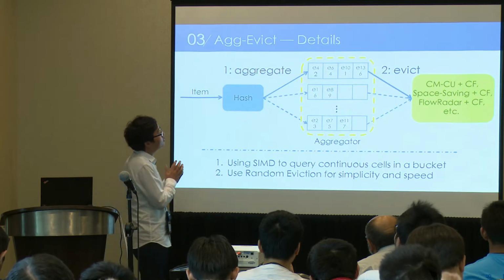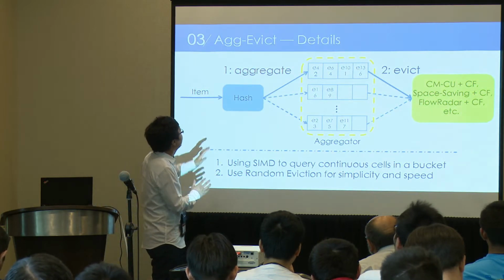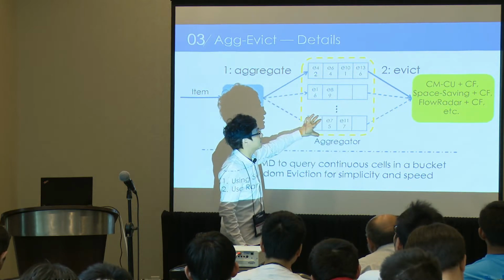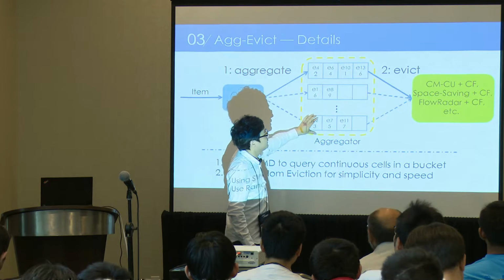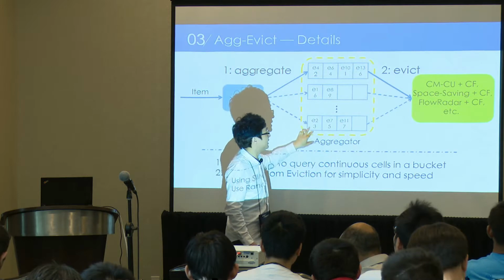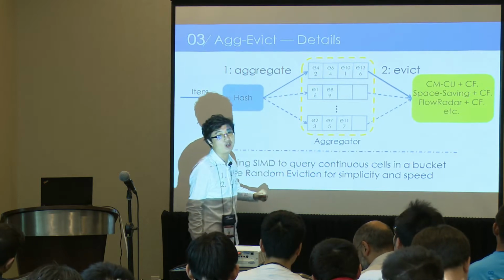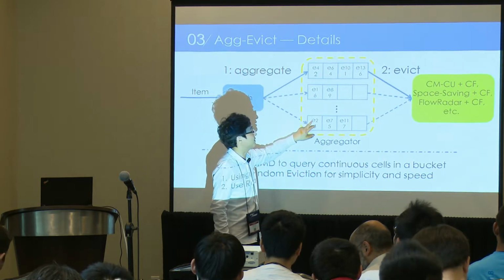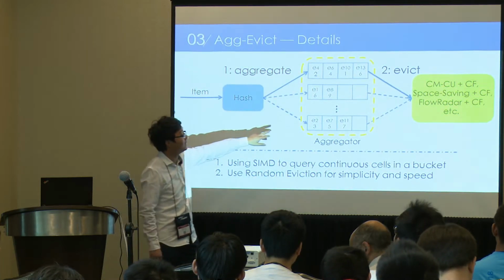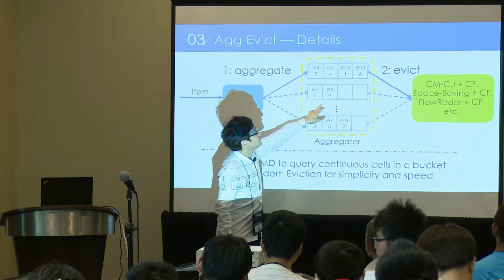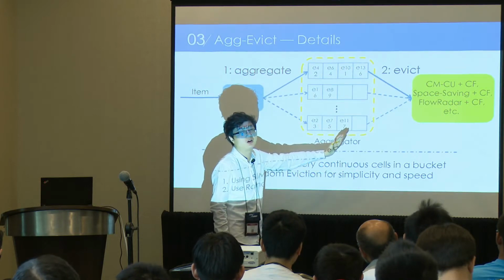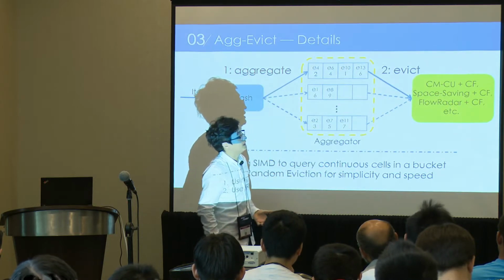This is the data structure of our aggregator. We just use a hash table. Each hash table is composed of many buckets. Each bucket has several cells. Each cell stores a key-value pair. The key is the item ID, and the value is the frequency of its flow ID. When a bucket is full, we kick one out to the cold filter.